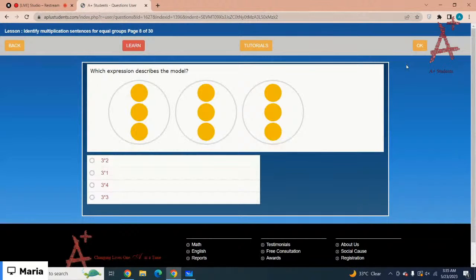Okay, which expression describes the model? So which is the correct option? You have three models and three dots each. That means it would be, yes, it would be 3 times 3 because you have three models and in each one you have three dots. So it would be 3 times 3.